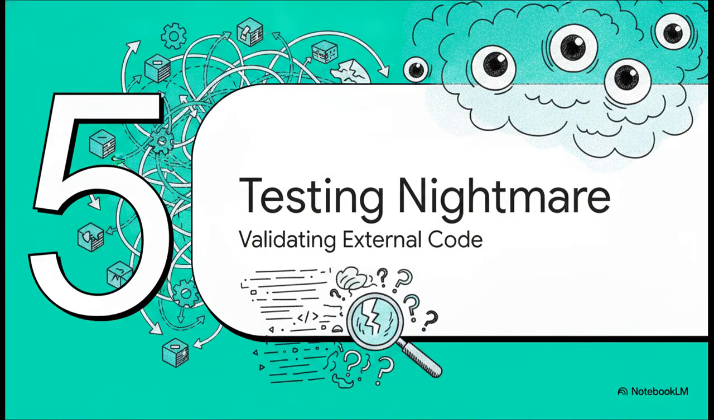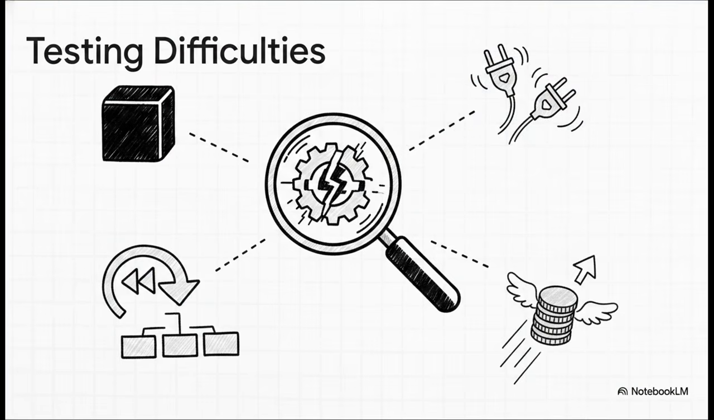That brings us to Section 5, the testing nightmare, validating external code. Now, I need to warn you that the final stage of composition, testing, is incredibly difficult. Definitely flag this as highly testable for your final exam. Why exactly is testing external service compositions harder than testing internal software? Well, first, it's black box testing. You don't own the external code, so you can't see the bugs hiding inside the hotel's server.